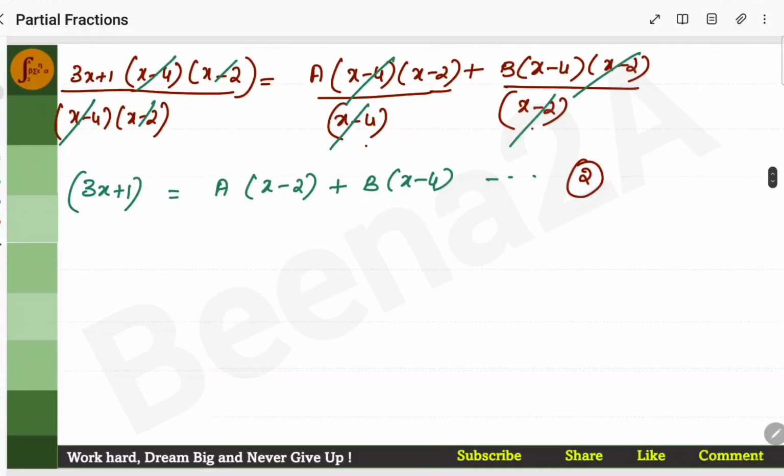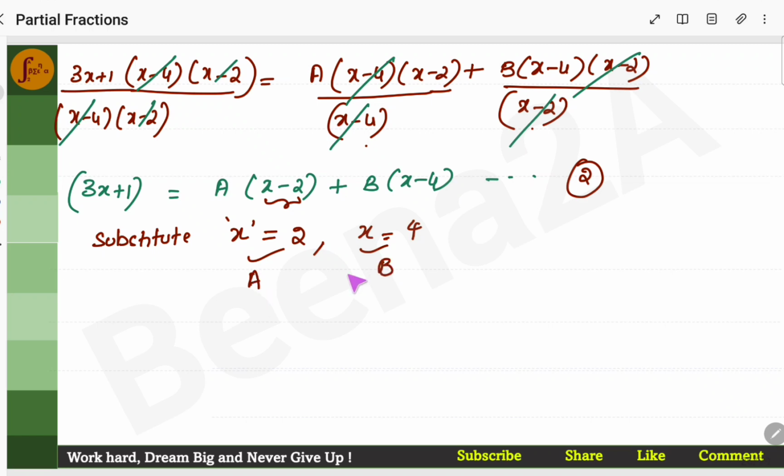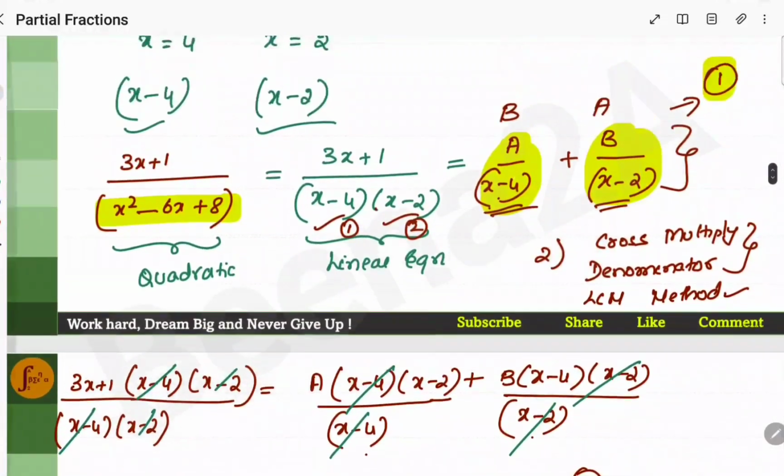Now, what is the next step? We have to substitute, right? What do we have to substitute? x. Now, how do we know the values of x? Simple. Here you have x minus 2, so we'll put the opposite sign. It's minus 2, we'll put plus 2. This is one value. Second value of x: here you have minus 4, we'll take the opposite sign, plus 4. So first time we'll substitute with 2. Second time we'll substitute with 4. We'll get the value of a, we'll get the value of b, and then put those values in equation 1.